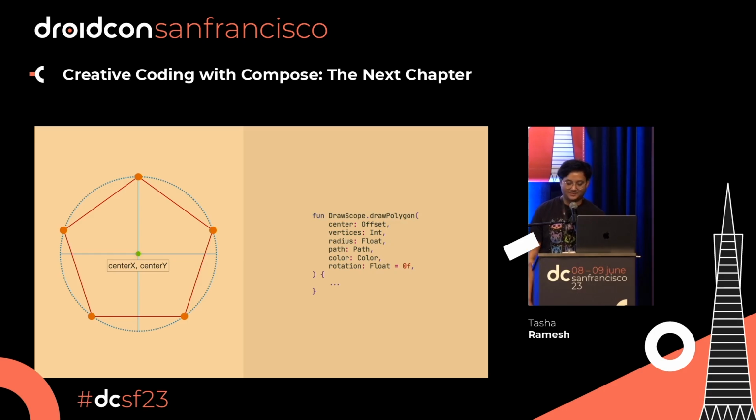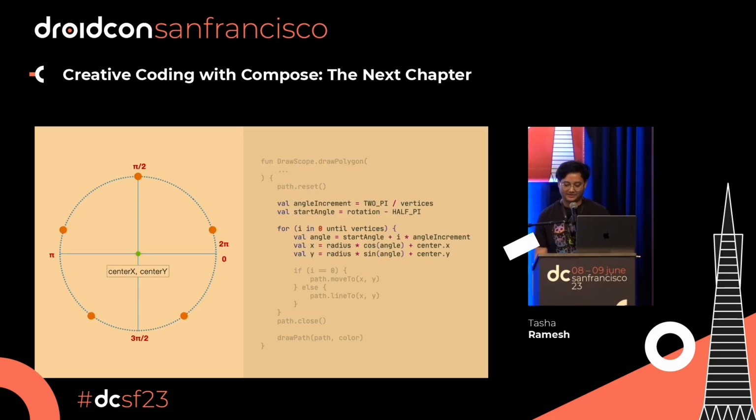So let's expand this function and see how we'll implement it. First up, like we said earlier, we need to find the points along the circumference for the shape. So we'll first start by calculating the increment angle for each vertex. Like we said, a full circle has 2 pi radians. We divide that by the number of vertices, and now the angle decides how much we have to turn for each new line we draw in our polygon.